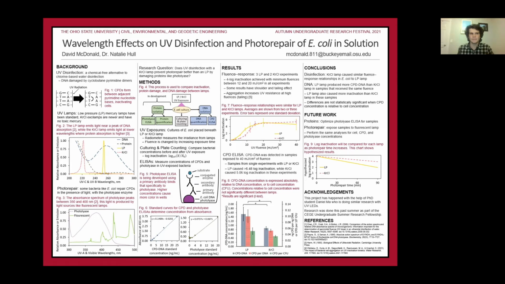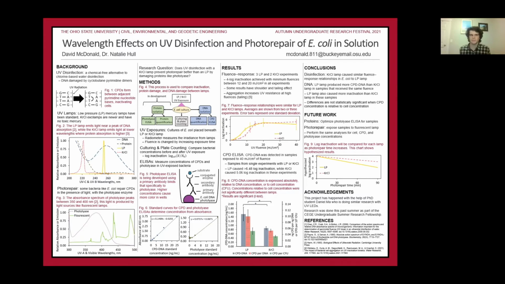The results of 5 fluence response experiments are shown in Figure 7. The chart shows average log inactivation values at different fluences from multiple experiments. The error bars represent one standard deviation. The lamps produced similar results. Both achieved 4 log inactivation of E. coli with minimum fluences in the range of 12 to 20 millijoules per square centimeter.